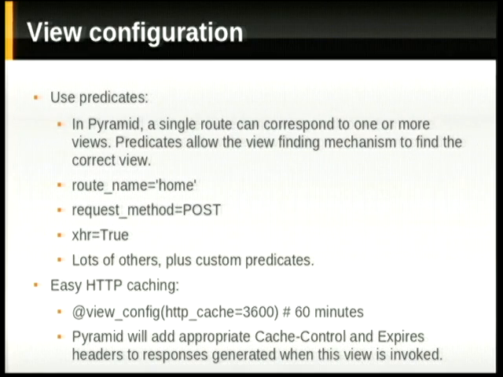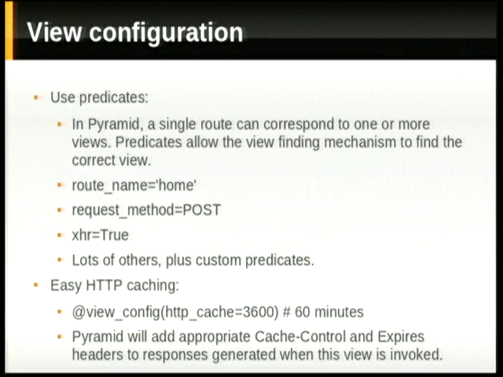We also encourage you to use predicates. In Pyramid, you can have a route that corresponds to more than one view. You don't have to define one route per view. The way Pyramid decides which view to call is by the use of predicates. For example, several views can have the route name home, like there. But only one view has the request method post. The other one has the request method get.